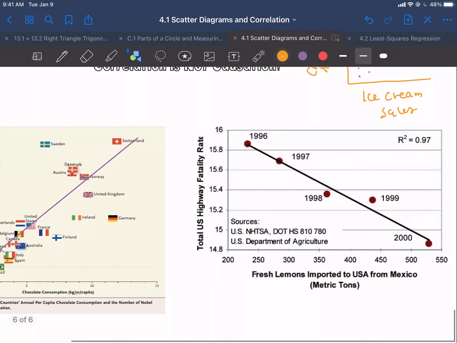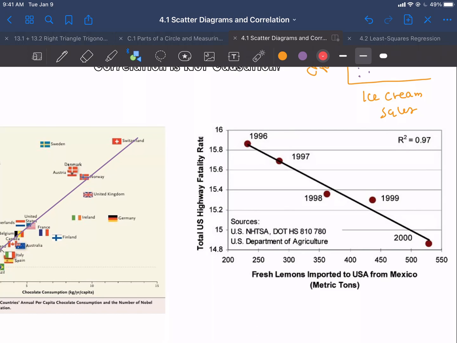And then our other one here, interesting, our X value is fresh lemons imported to the USA from Mexico. So as those numbers increase, the total US highway fatality rate decreases. So again, that is totally just some kind of correlation between the two. Importing fresh lemons from Mexico to the USA does not cause U.S. highway fatality rates to decrease.